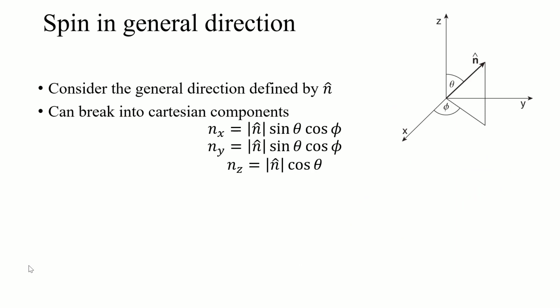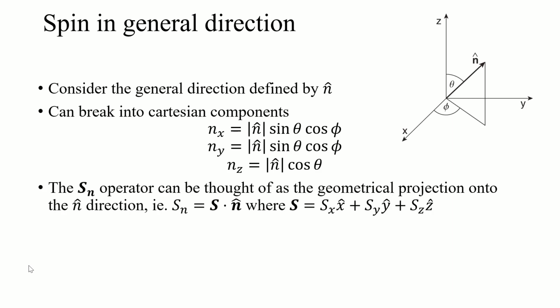So we can look at the geometry of a general direction and break it into components, and we have the x, y, and z components of that general direction. Keep in mind that n hat is a unit vector, so those magnitudes are all just one. I've written them there just to be explicit.